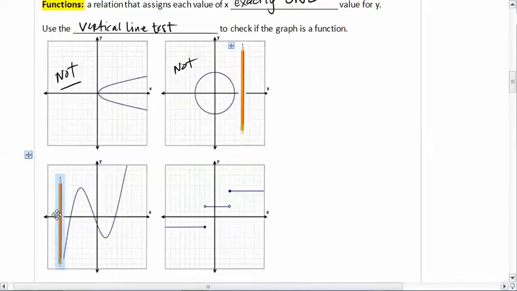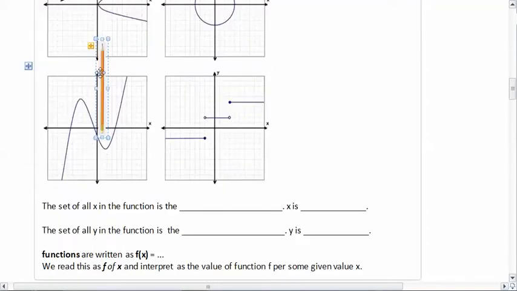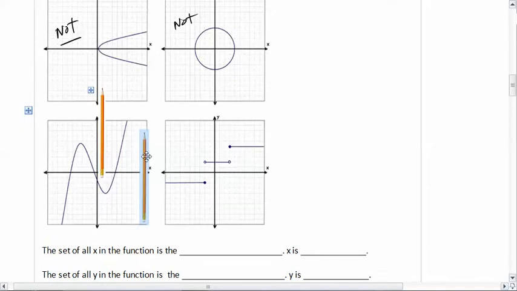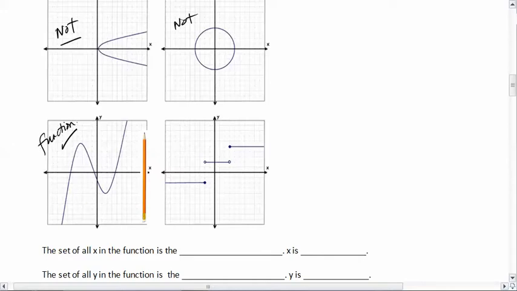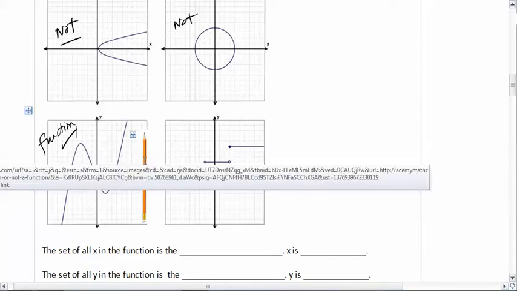We move on to the third one, take our pencil. You'll notice we're not hitting more than one value of y for any given value of x. That means this is a function. Check, function, yes. Okay.